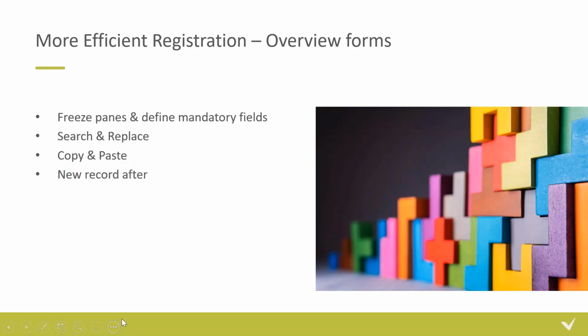So then I will move to talking about more efficient registration in overview forms. So we will look at freeze panes and also there how to define mandatory fields, how to use the function search and replace, and the function copy and paste. And also in the end, I will show you how to define new record after, to create new records automatically after a specific field.